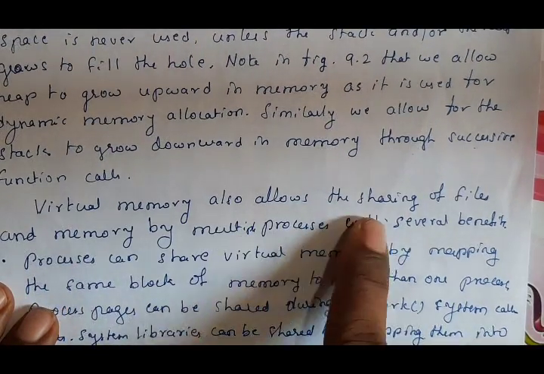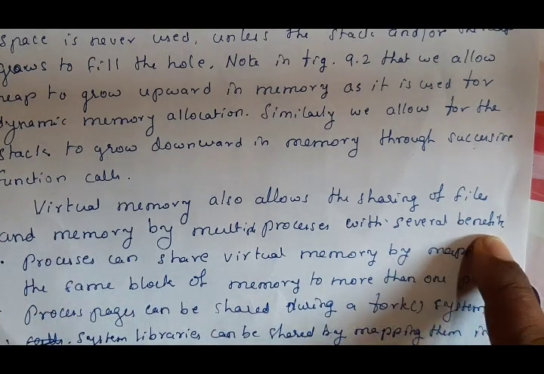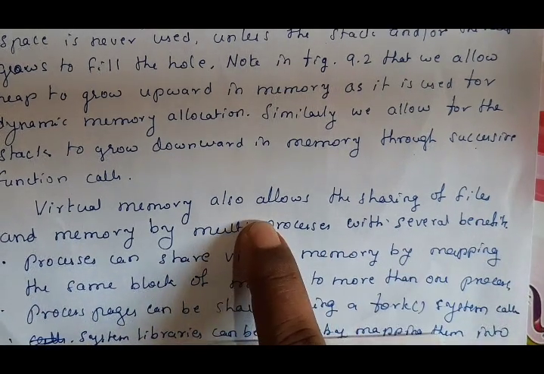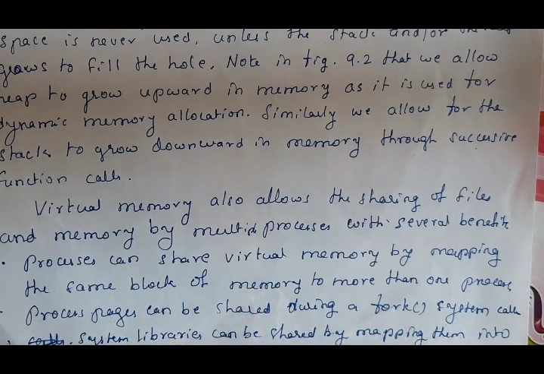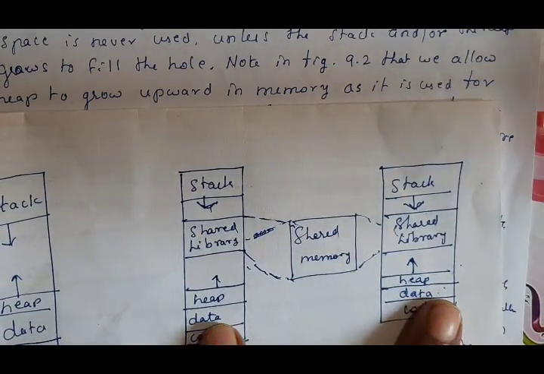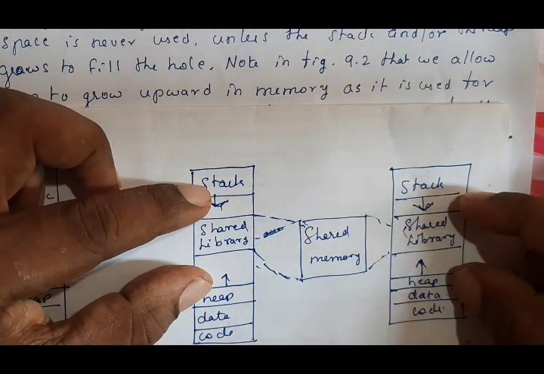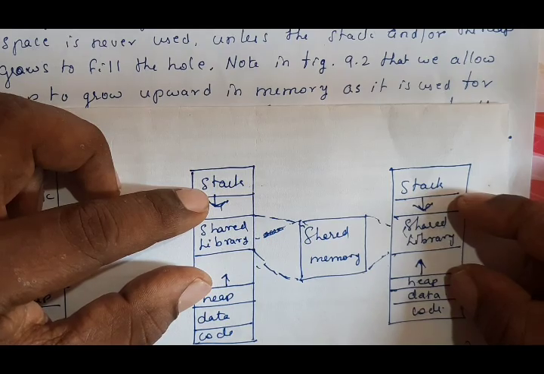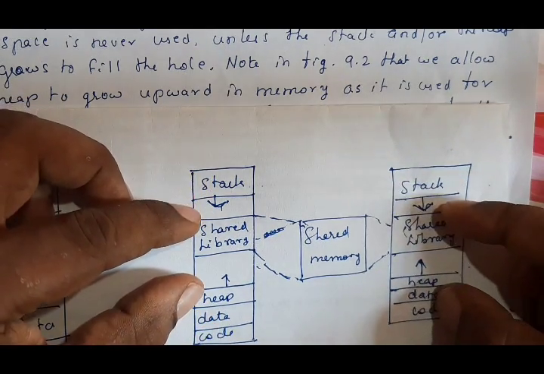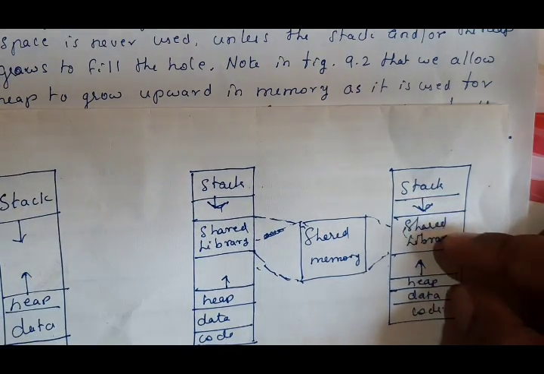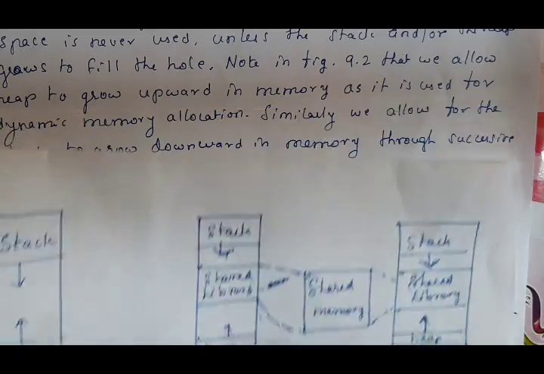Virtual memory also allows sharing of files and memory by multiple processes with several benefits. If there are two processes, this part is the virtual memory. Different processes share some shared libraries. Some libraries are shared. This is shared memory.